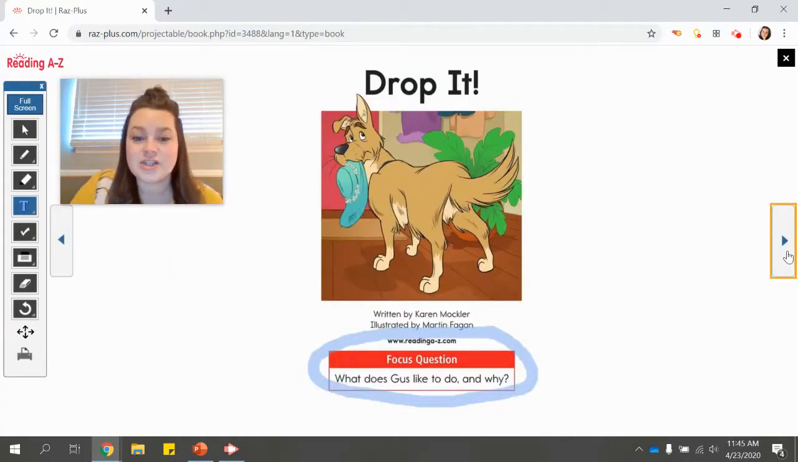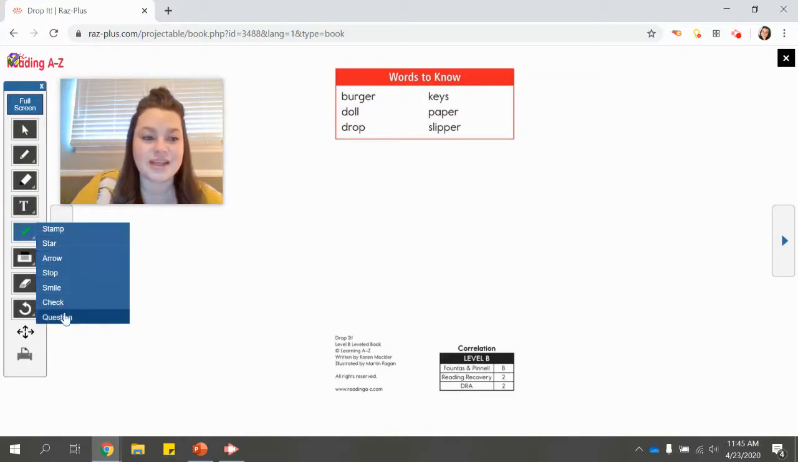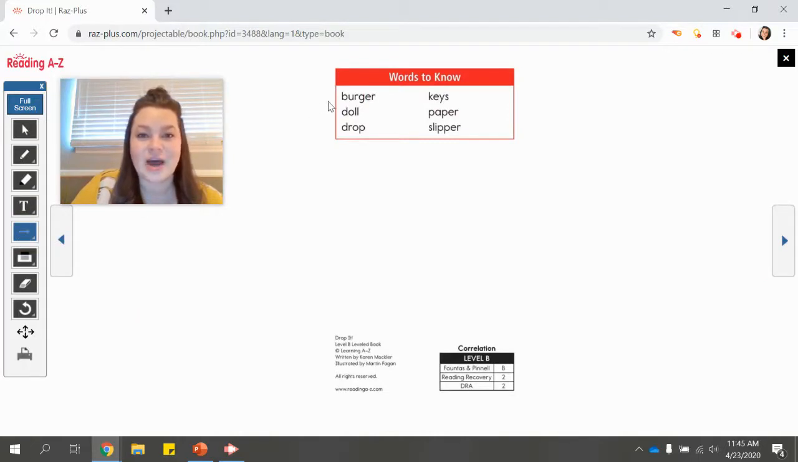Our focus question today is, what does Gus like to do and why? Do you have any predictions yet? I bet you do. Let's go ahead and read together. Before we begin, let's talk about some words that we need to know. I will say the word and I want you to repeat it after me.